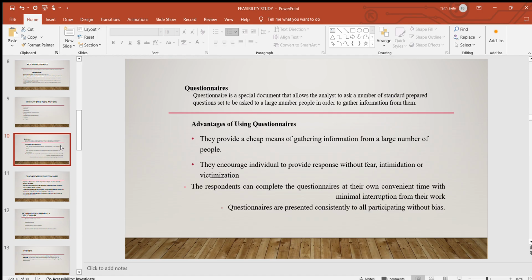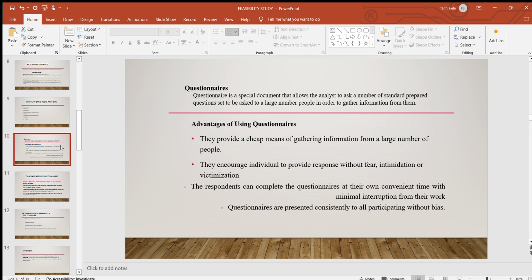So let's start with questionnaires. A questionnaire is a special document which allows the analyst to ask a number of standard prepared questions which are set to be asked to a large number of people in order to gather information from them. So a questionnaire involves asking a number of standard prepared questions.